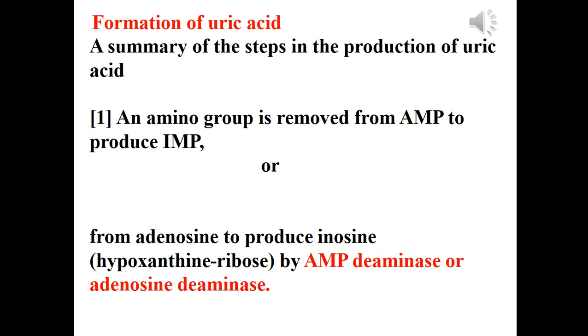The nitrogenous base is hypoxanthine. This reaction is catalyzed by the adenosine deaminase enzyme. But you should be careful about which is the substrate in order to use the suitable enzyme. If it is adenosine monophosphate to inosine monophosphate, it must be catalyzed by adenosine monophosphate deaminase. And if it is adenosine to produce inosine, then the enzyme is adenosine deaminase.